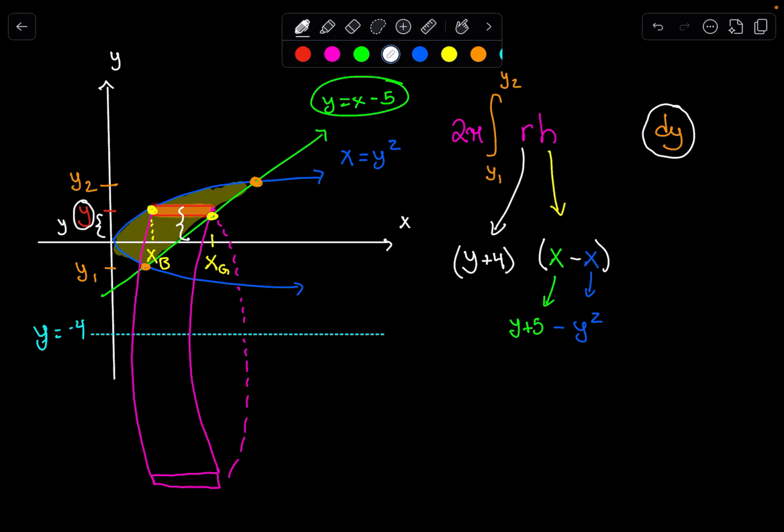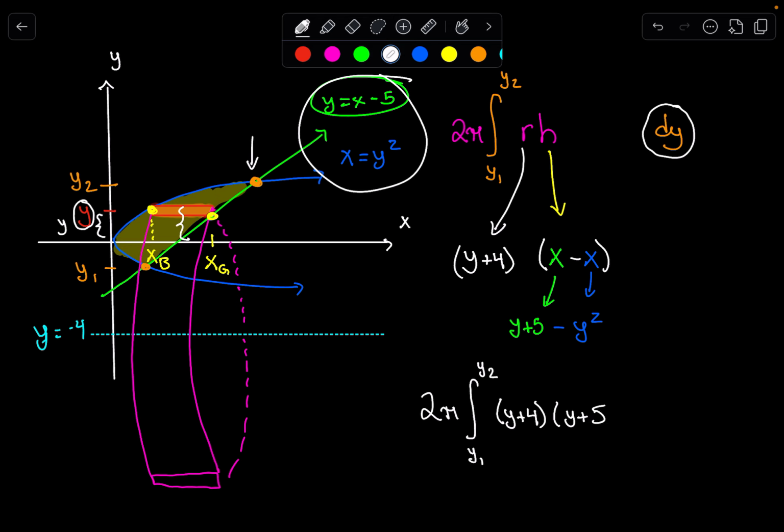So barring actually taking these and setting them equal to each other and finding exactly what these bounds are, we have our integral ready to go. It's going to be 2 pi times the integral from our first y value to our second y value of y plus 4. That was our radius. And then we have this other one, which is y plus 5 minus y squared dy.